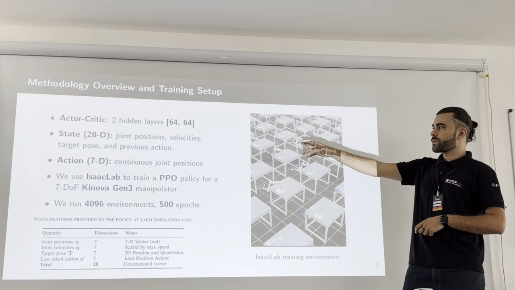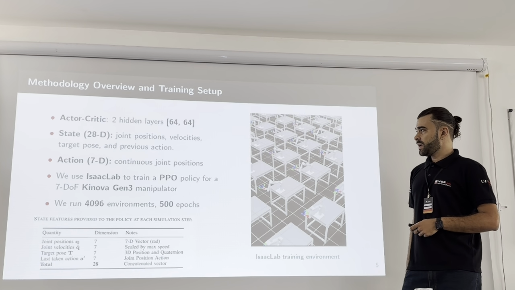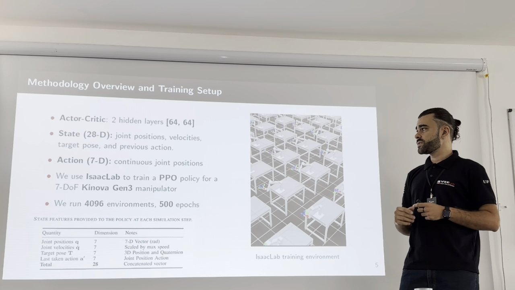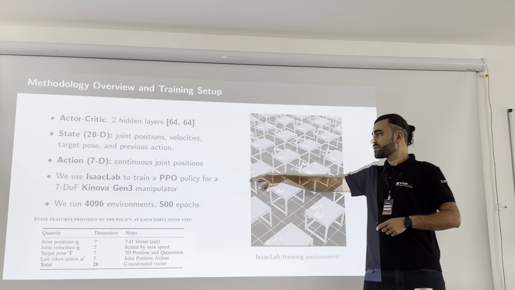In our state vector, we have joint positions, velocities, target pose, and the previous action. The previous action helps us in the next step, which is when we define rewards. The actions themselves are continuous joint positions.